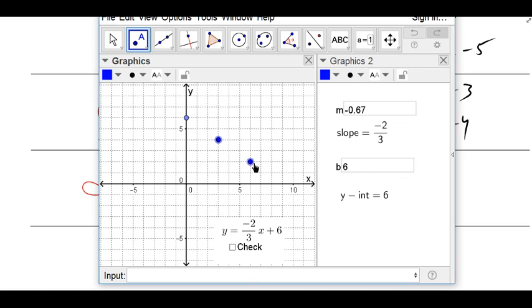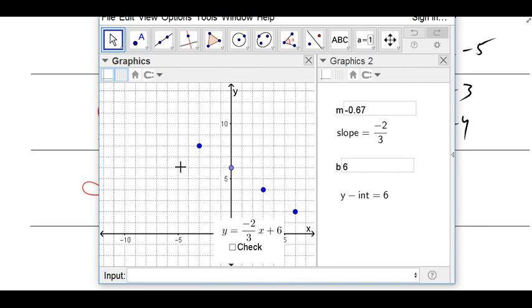Down 1, 2, over 1, 2, 3. Again, down 1, 2, over 1, 2, 3. I could go the other way, up 1, 2, left 1, 2, 3. And if I really want, I can drag around and do more points.